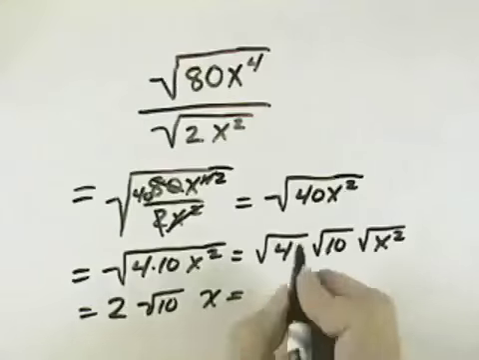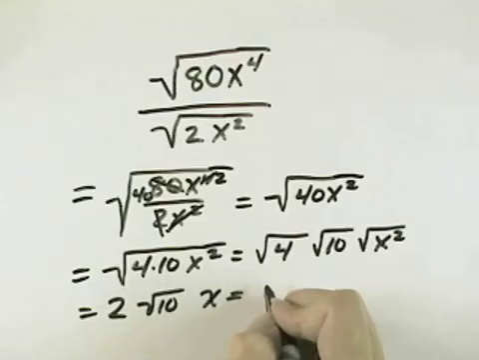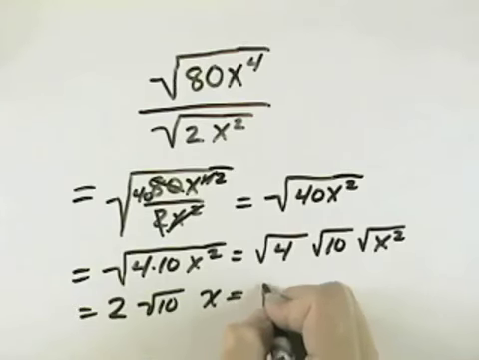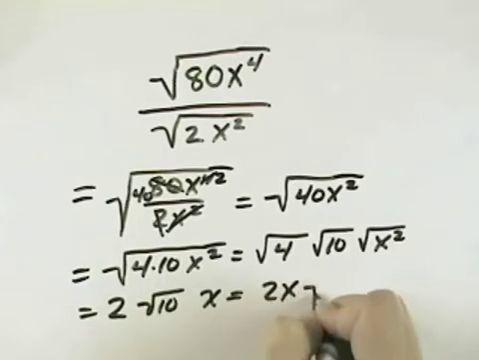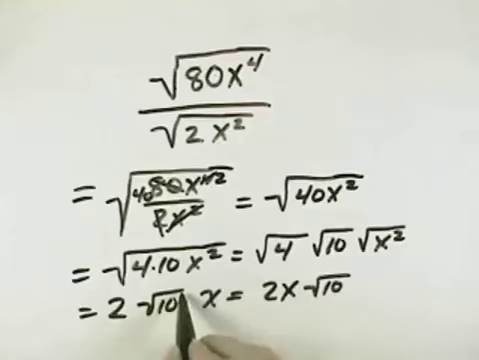But usually the square root comes last, so we would usually or often write this as 2 times x and then times the square root of 10, so that the square root symbol doesn't accidentally extend over the x.